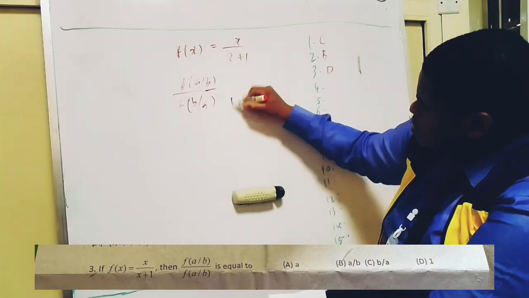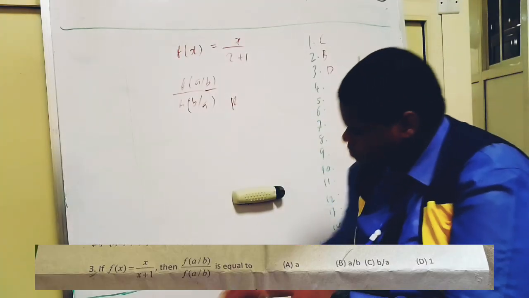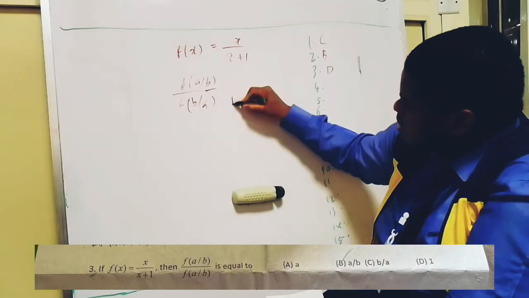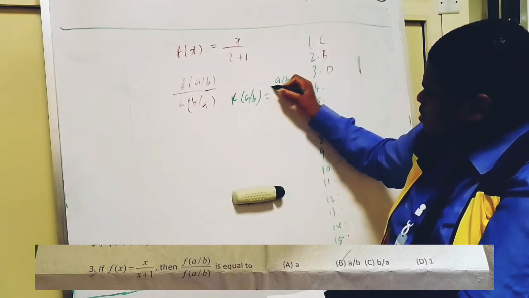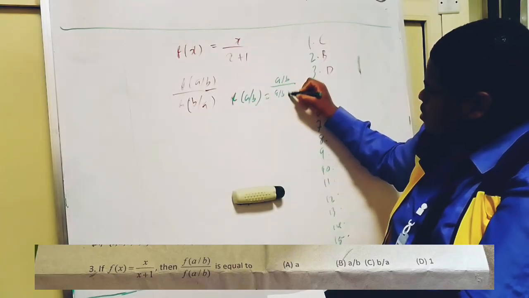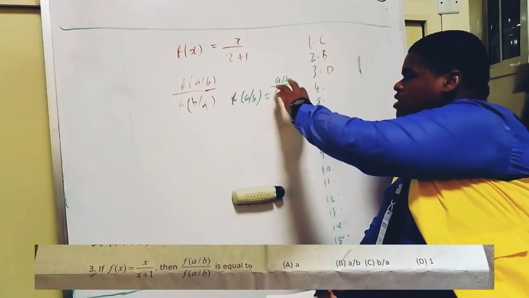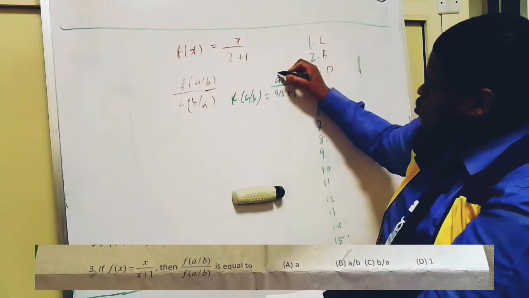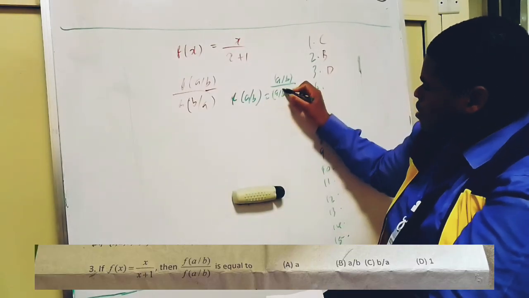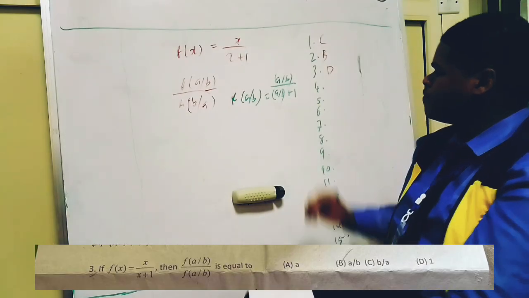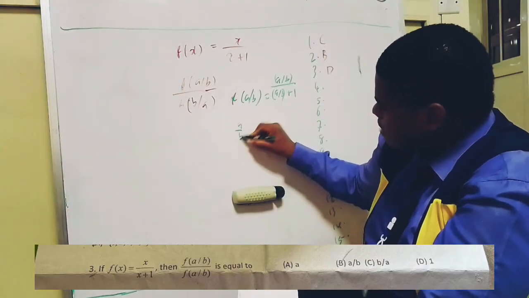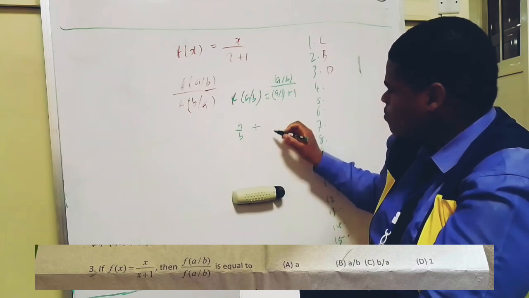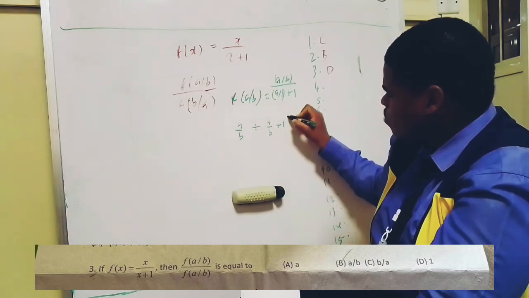then f of a over b is going to equal a over b divided by a over b plus 1. Everywhere you see x inside the function, you are going to put a over b, then plus 1. So now let's simplify. The numerator will be here, a divided by b, divided by the denominator, which will be a divided by b plus 1.